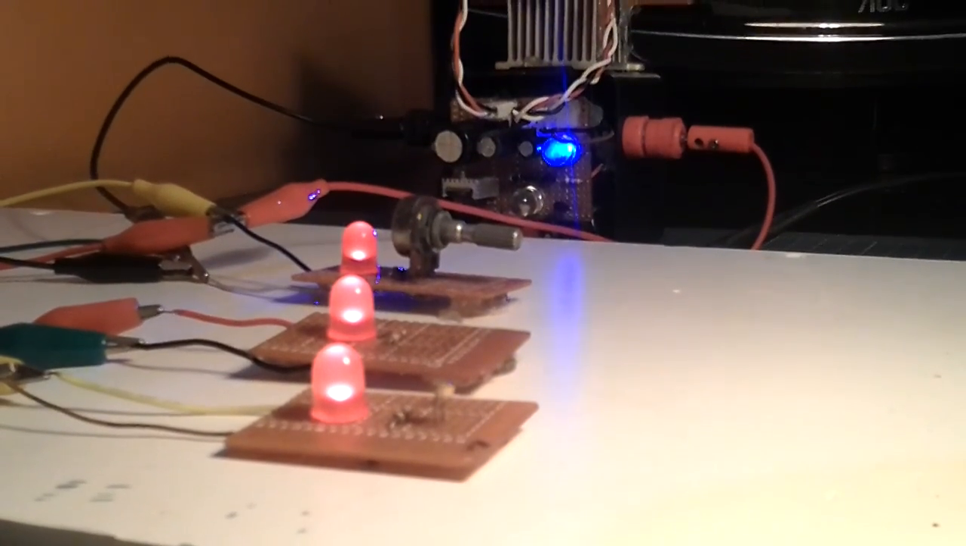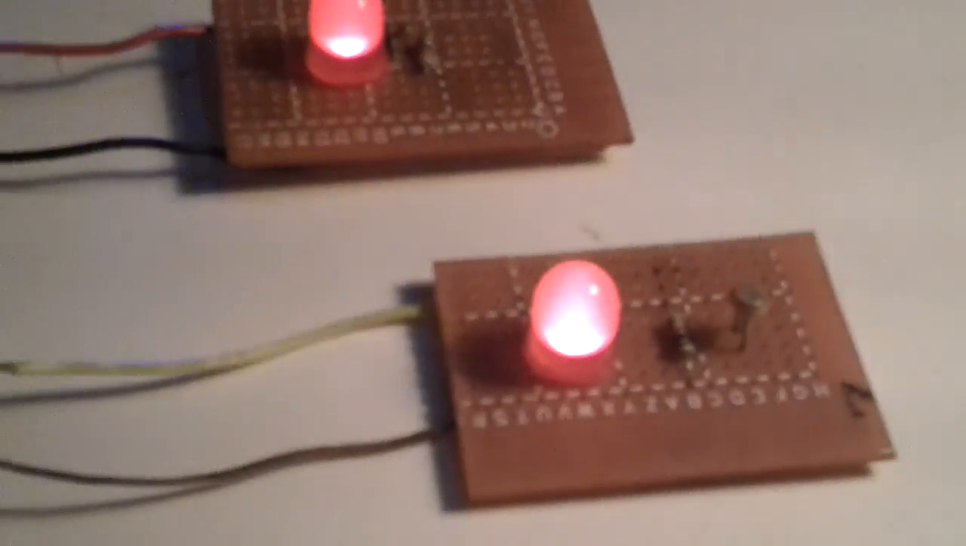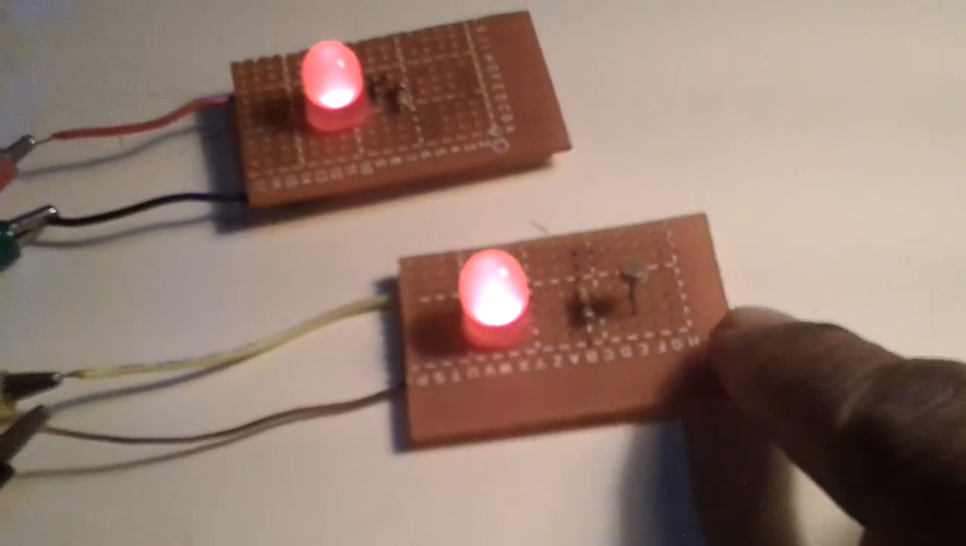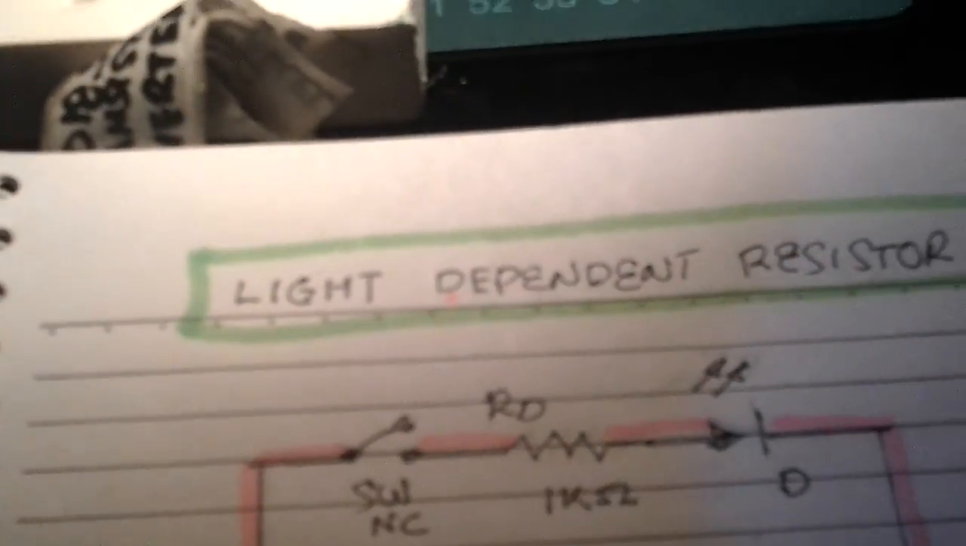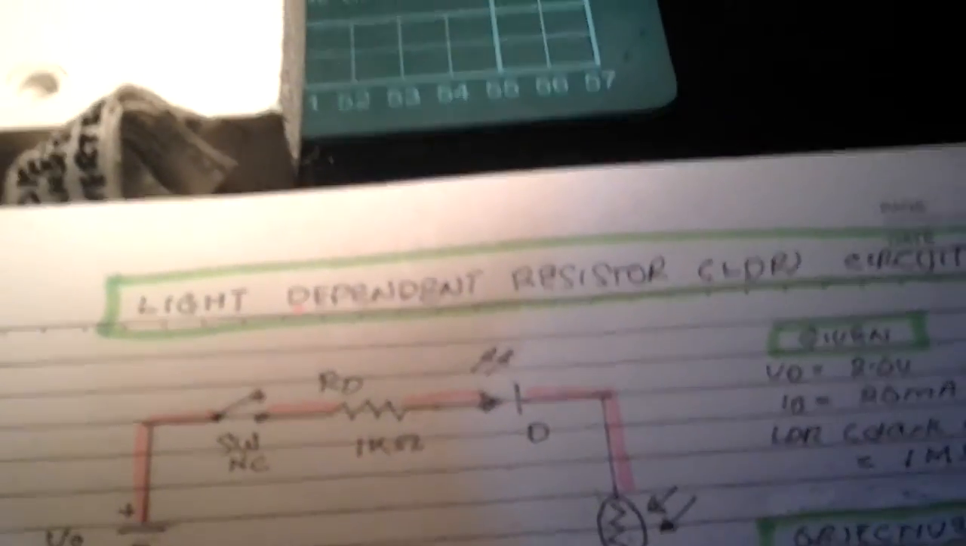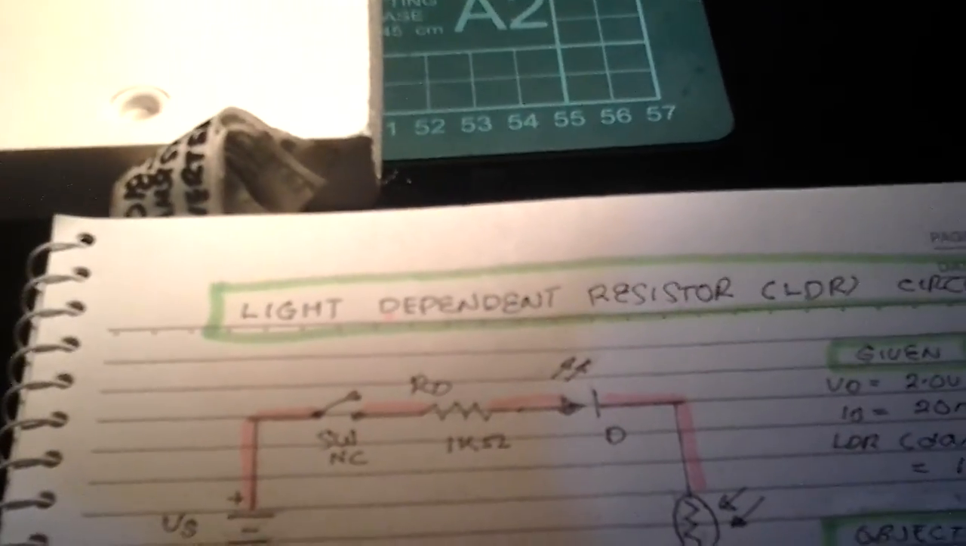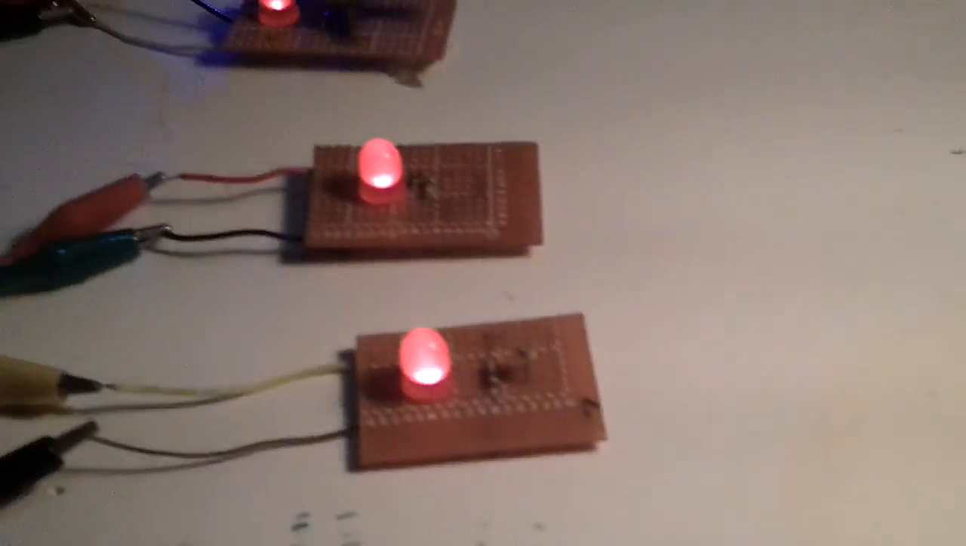Hello. We're going to analyze the circuit here. Where is the circuit? Here or here? This one. I think this is the circuit. And the circuit is an LDR circuit, light dependent resistor. That is the circuit we're going to analyze.